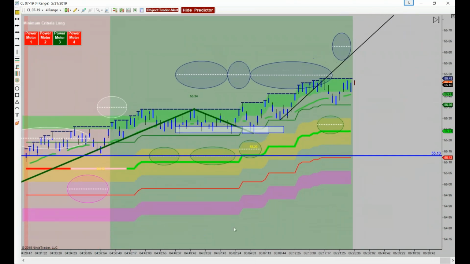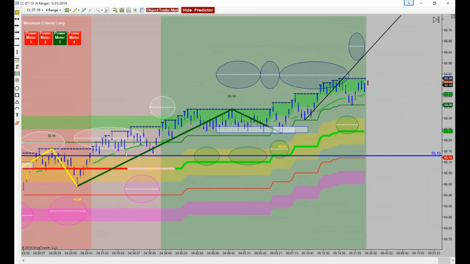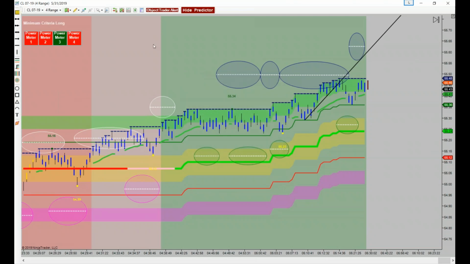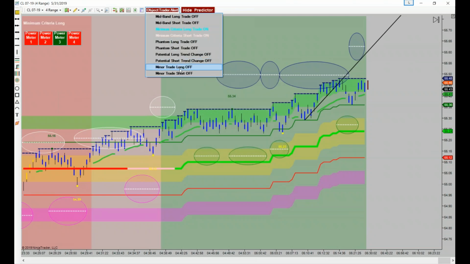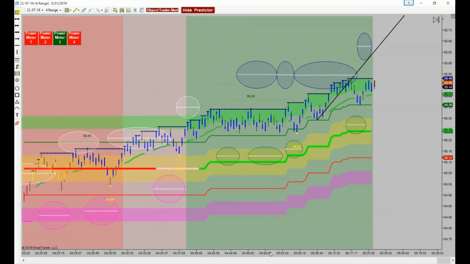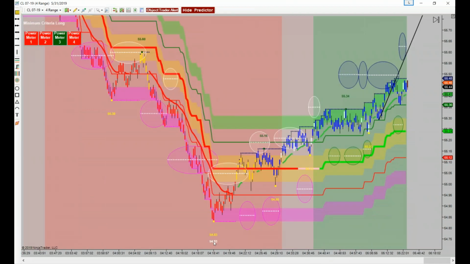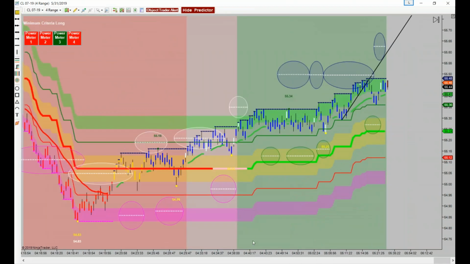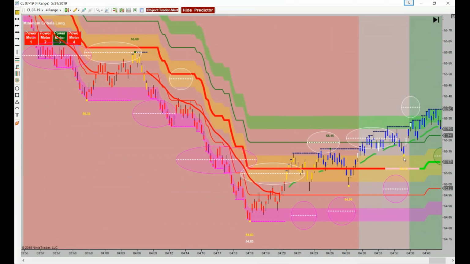Okay. Another way you could do it too. Let's just check one other thing too. I'm going to get rid of this lightning here. We don't really need it. I'm going to get rid of any of this, and I'm going to turn on minor trade long to the upside. So let's see what it looked like in real time. All right, we got our green background and our green midband.